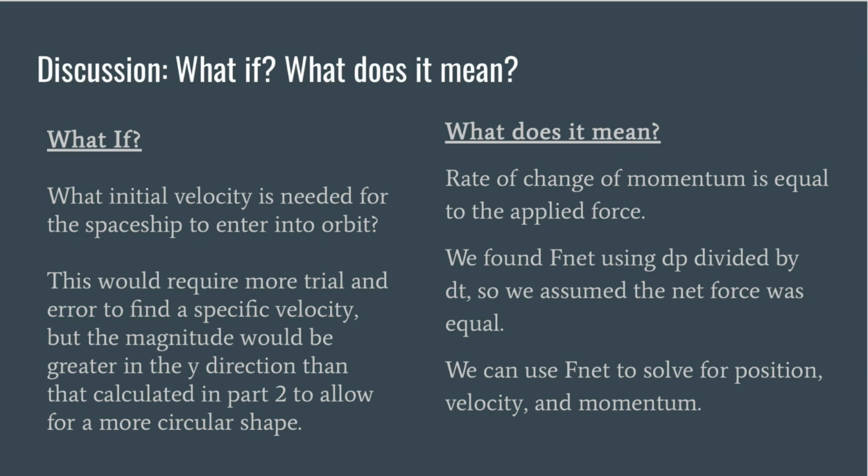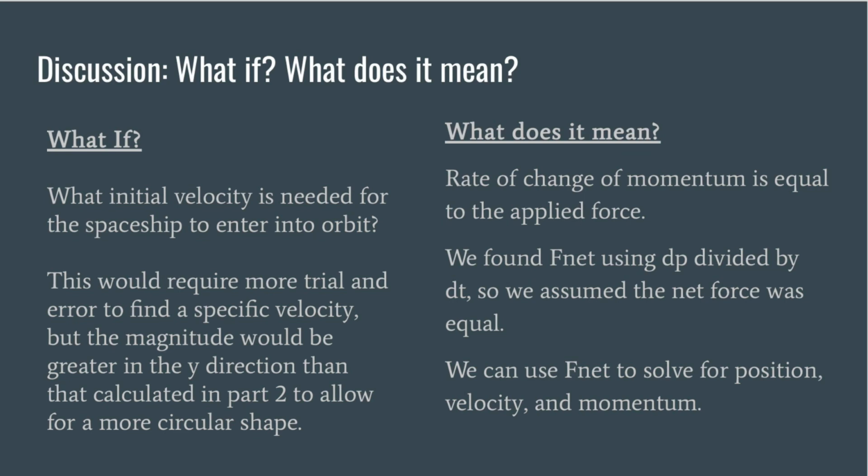For the discussion portion of this lab, the what if question asks, what initial velocity is needed for the spaceship to enter into orbit? This would require more trial and error to find a specific velocity, but I know the magnitude would be greater in the y direction than what I calculated in Part 2 coding to allow for a more circular shape.